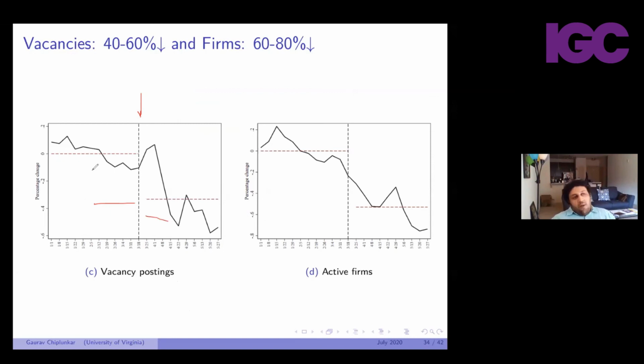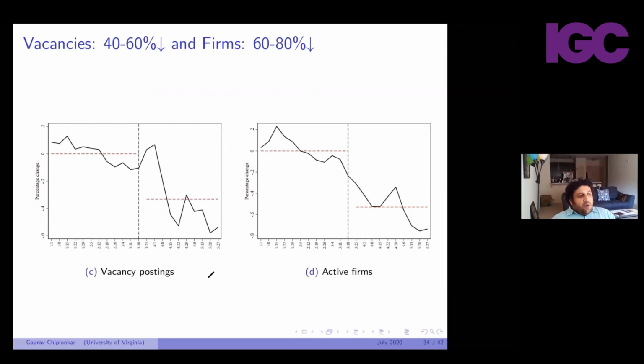What I've done is, all of these graphs have been normalized such that the average of whatever outcome variable I'm looking at in the pre-lockdown period is 0. I've just normalized it, right, so that the comparison becomes percentage changes. That's easier to interpret. That's basically the idea.